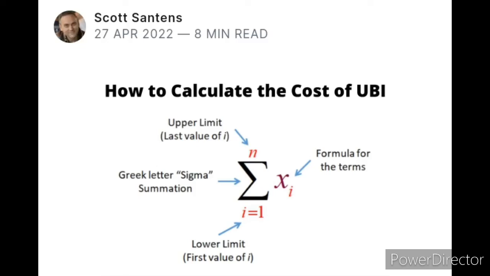How to Calculate the Cost of Universal Basic Income. Hint, it's not as easy as you might think, by Scott Santens.